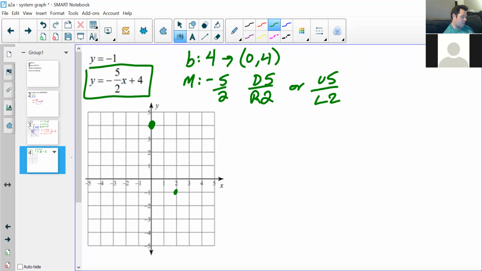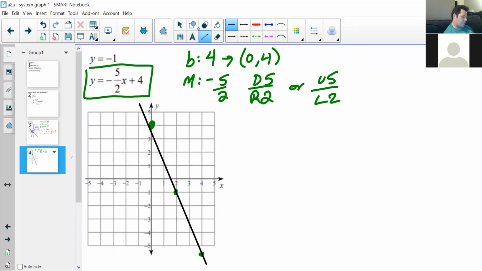We're even off the chart on this one. That's all right. Let's go ahead and do the best we can here at drawing this line. I got a little off here. Tilt it, and there we go. That looks a little bit better.